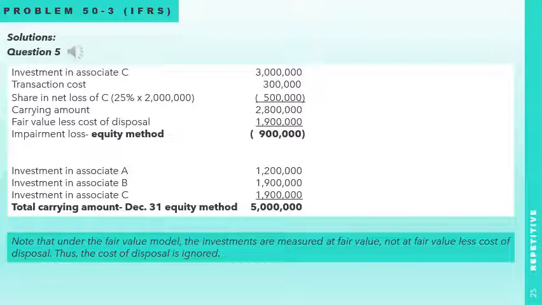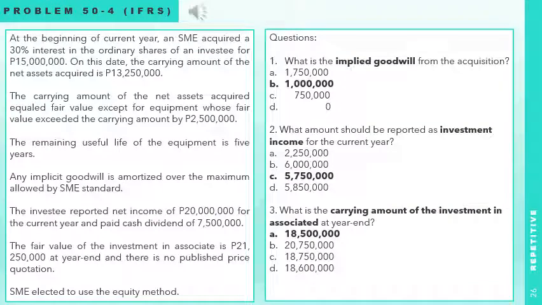Thank you. And for problem 50-4, it is about the investment in associates, implicit goodwill, investment income at carrying amount.